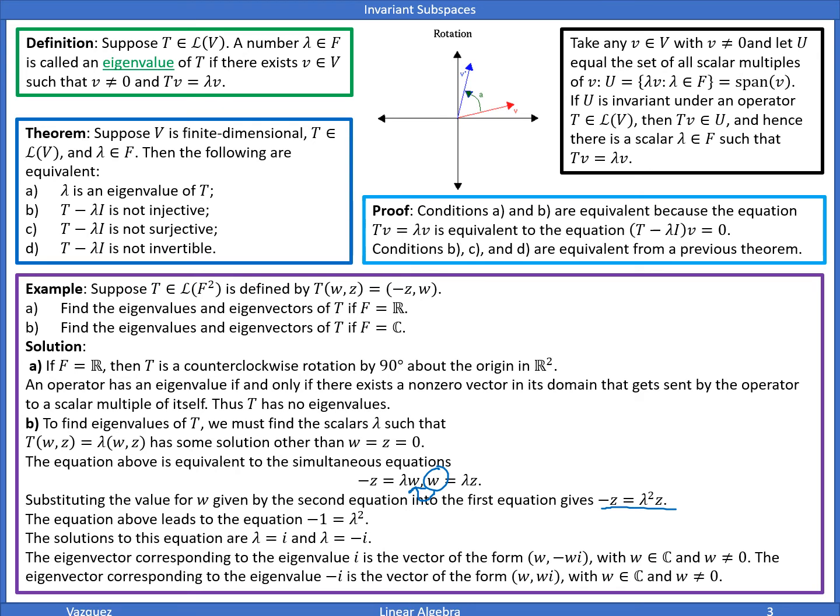And the eigenvectors corresponding to the eigenvalue i are vectors of the form (w, negative wi), where w is a complex number. And the eigenvectors corresponding to the eigenvalue negative i are vectors of the form (w, wi). So that's how we get our eigenvalues and our eigenvectors. And you can easily verify, right? You can take i, for example.